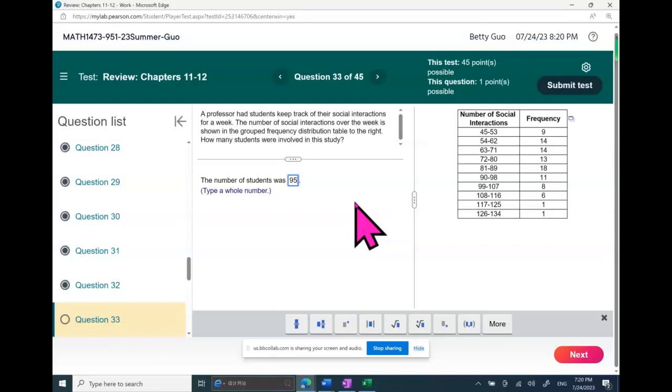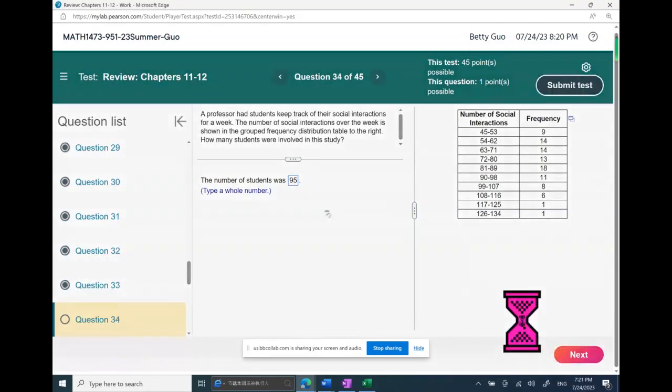So 9 plus 14 plus 14 plus 13 plus 18 plus 11 plus that plus 8. 11 plus 8 and then plus 8 again. Oh, 95. It is 95. Okay. Next.